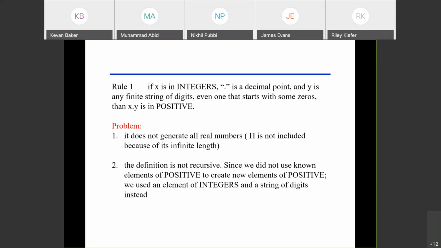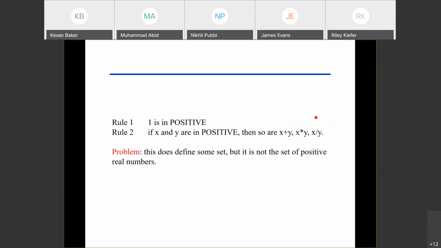Besides, it has some other problems also. You can see this detail here. So it does not follow the template of recursive definition. Now let's see another way. So now we solve the first problem, that rule 1 becomes concrete, 1 is in positive, and now we are saying if x and y are in positive, then so are x plus y, x cross y, and x divided by y.